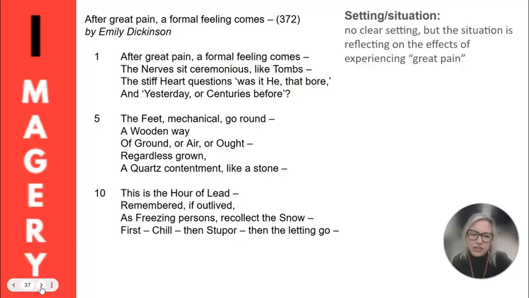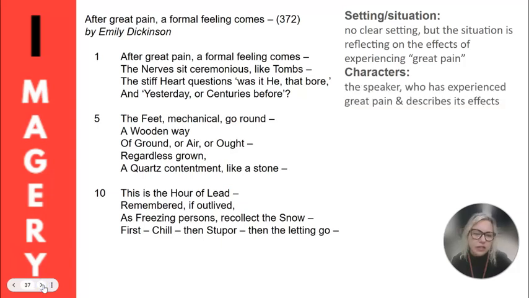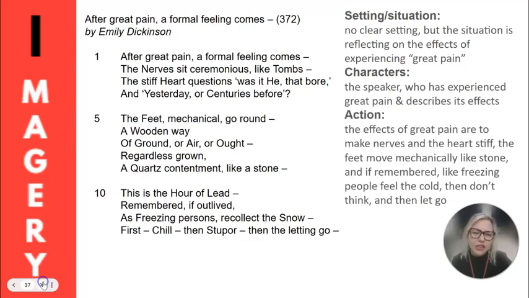We have no clear setting in this poem, and so it's a little bit different than the poems we've seen so far, but we can tell that the situation is reflecting on the effects of experiencing great pain because of the first line. After great pain, a formal feeling comes. The characters are certainly the speaker. We always have a speaker in poems, right? But I don't think there are any other characters in the poem. So we've got the speaker who has experienced great pain and describes its effects. The action is really the effects of great pain, and we see what they are.